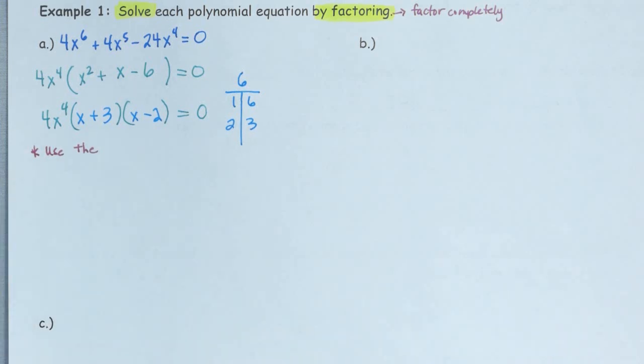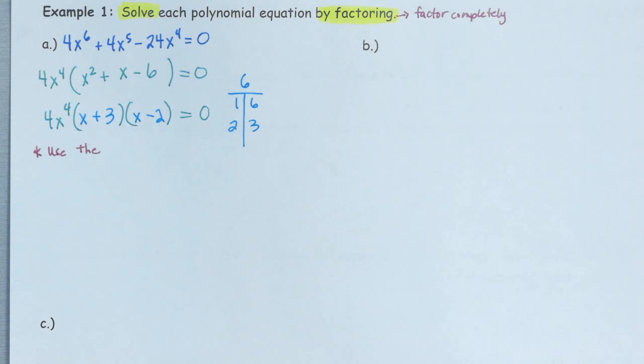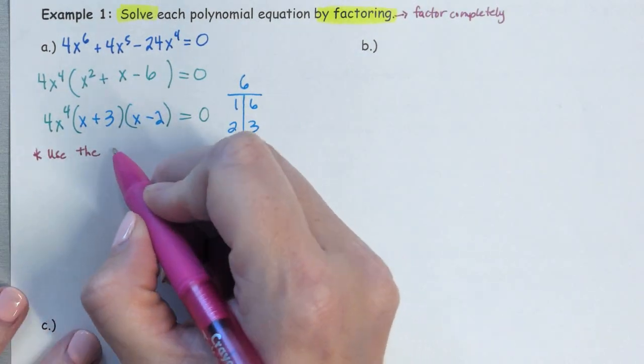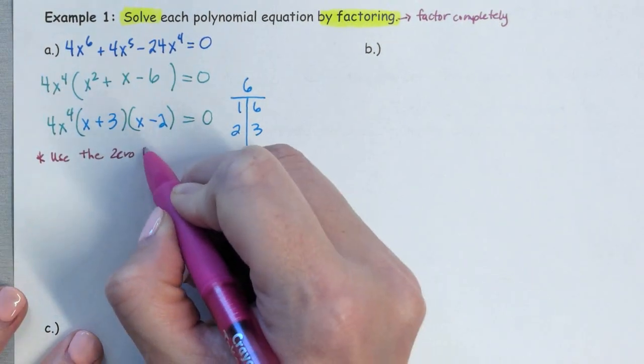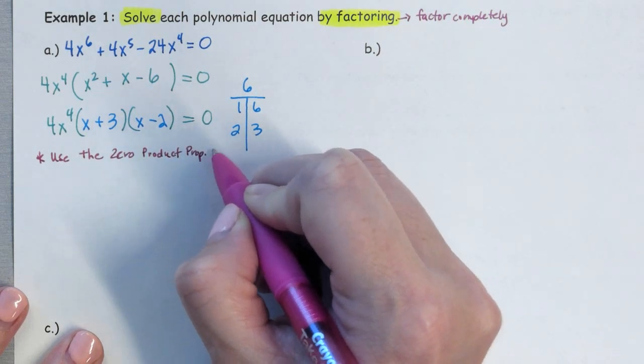Why can we do that? Because it was already equal to 0. Yeah, but what's a special rule that we know? Because these are all being multiplied, right? One of them must be 0 to equal 0. Yeah, one of them has to be 0 if they multiply to 0. So we're going to use what's called the zero product property.